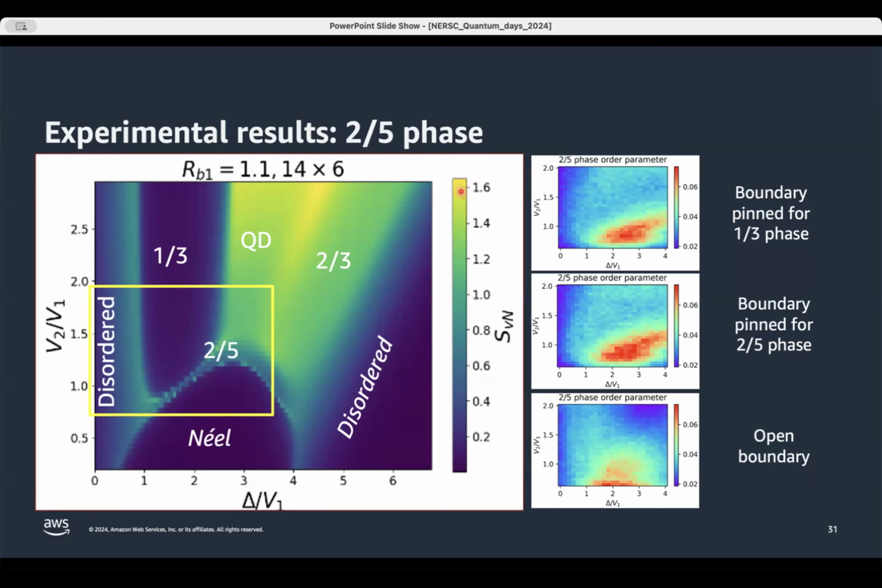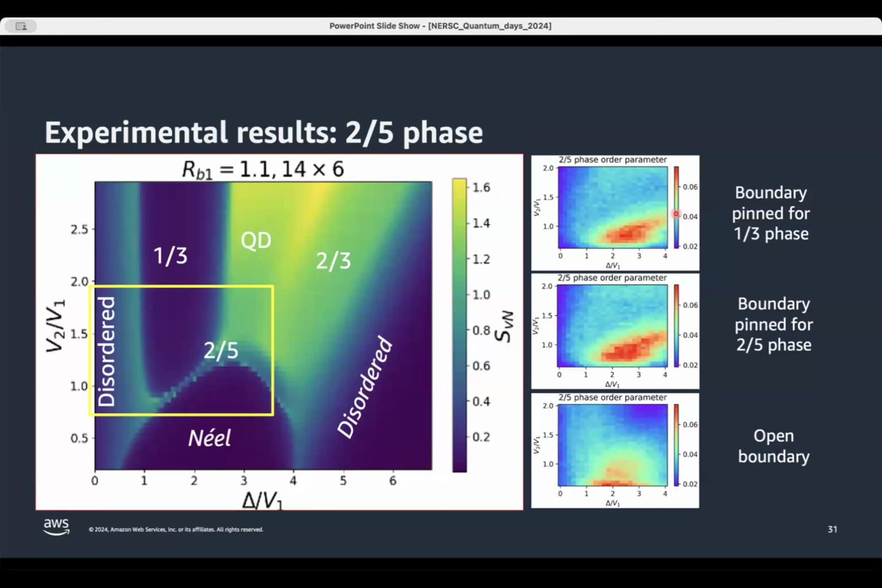This color bar? This one? Oh, this one here? Yeah, this one is order parameters. We didn't define them before. It's an observable that we can post-process using the Rydberg density that we measure at the end. And we use that to distinguish the 1/3 and 2/5 phases, and the new phase as well.